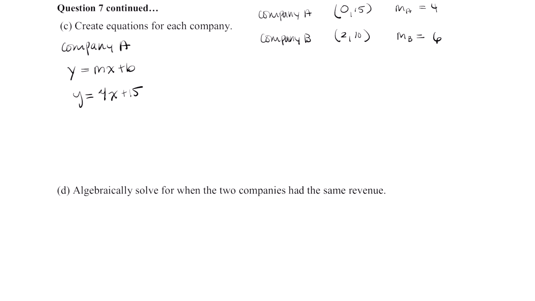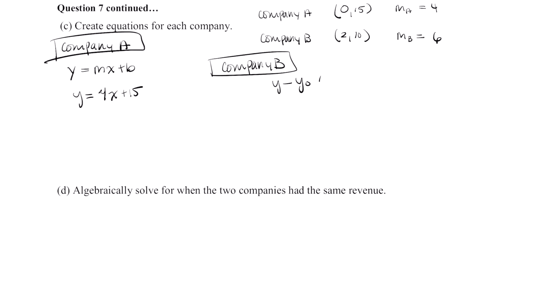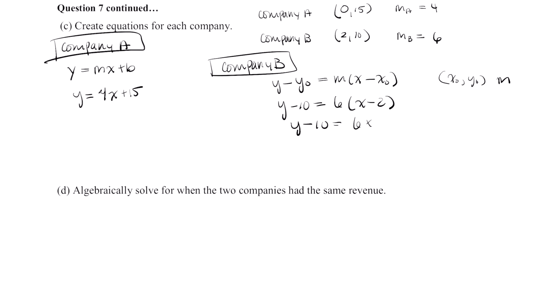Now for company B, we have to work a little bit harder. For company B, let's use our point-slope form of a linear equation. And this tells us that this line here will pass through the point x0, y0 with a slope of m. And we have a point here. We're given this point 2, 10, and our slope is 6. So filling in the blanks, we have y minus 10 equals 6 times x minus 2. Y minus 10 equals 6x minus 12. Adding 10 to both sides, we end up with y equals 6x minus 2.